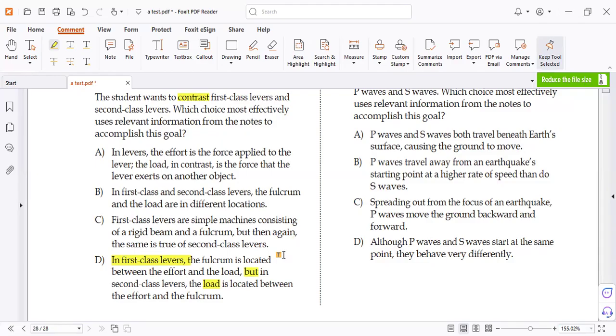Because he said here the same is true of the second. How the same? We need contrast, opposite. So letter D.